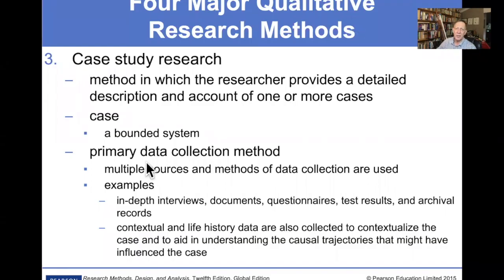Primary data collection uses multiple sources and methods, such as in-depth interviews, documents, questionnaires, test results, and archival records. So if I take an organization like the photography club, I've got all those sources to triangulate from. Contextual and life history data are also collected to contextualize the case and to aid in understanding the causal trajectories that might have influenced the case. The whole idea is to get a holistic picture of a case.